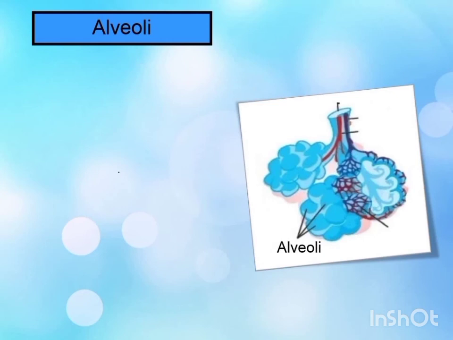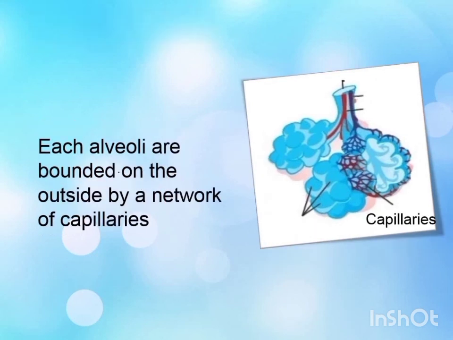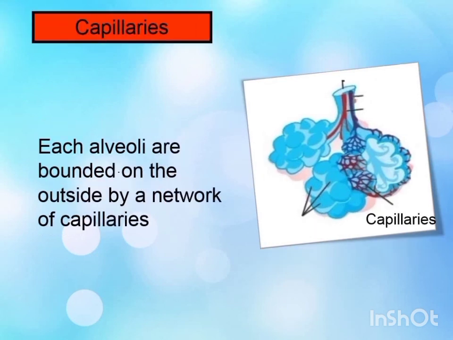Okay, now let's have a look at the alveoli. Each alveolus is a sac-like structure lined by a single layer of epithelial cells. Now, capillaries. Each alveolus is bounded on the outside by a network of capillaries.